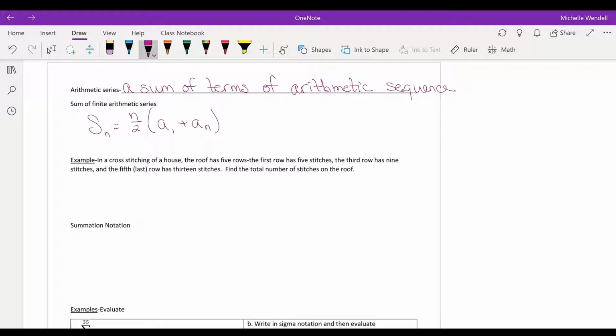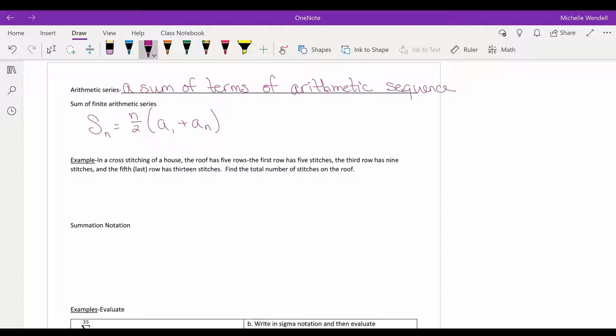We know n is the number of terms, a sub 1 is the first term, and a sub n is that desired term, or usually the last term. So in this first example, we have a cross-stitching of a house. The roof has 5 rows. The first row has 5 stitches, the third has 9, and the fifth, which is the last row, has 13 stitches. We need to find the total number of stitches on the roof.